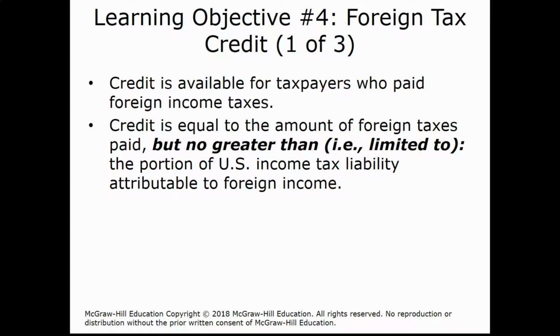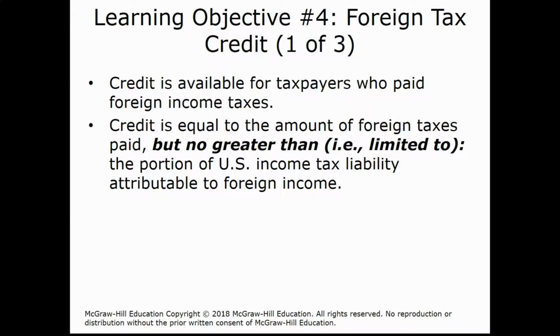One of the reasons this credit is available is that if someone is earning income, for example, in the United States, and they have to pay taxes to France, for example, and they're taxed again in the United States, then they'd be paying tax twice on the same earnings dollar. So for most countries, especially those who have tax treaties with the United States, the U.S. has this tax credit that will help to reduce the likelihood of paying taxes twice on the same earnings. The credit is equal to the foreign taxes paid.